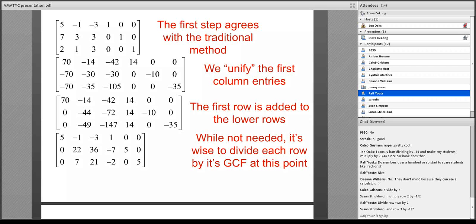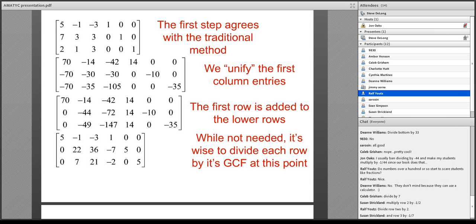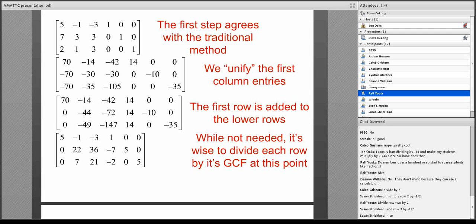We had multiplied the first row by 14, so it was just divide the first row by 14 again, and you could get back down to some reasonable numbers. So you all see what I'm talking about? You could just divide by the greatest common factor in each row, and that gets you back down to some nice numbers. And the students seemed to like that. It was just perfectly fine for them.